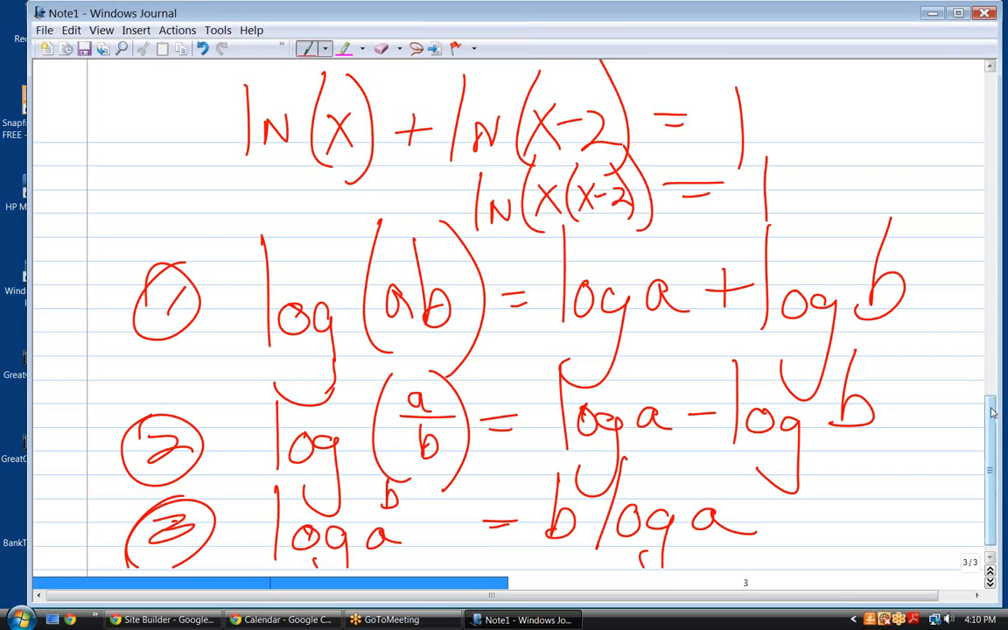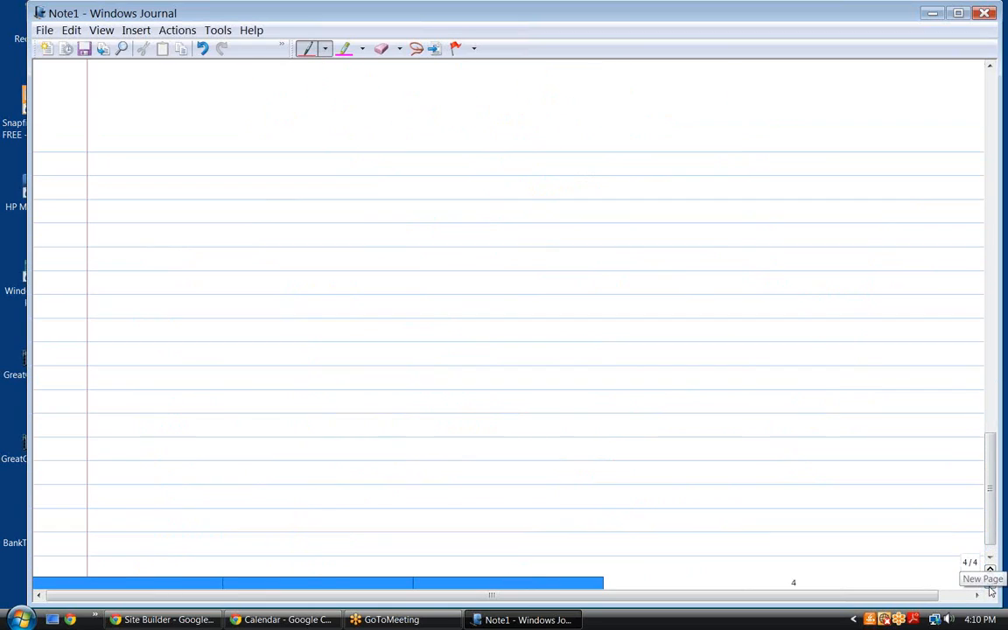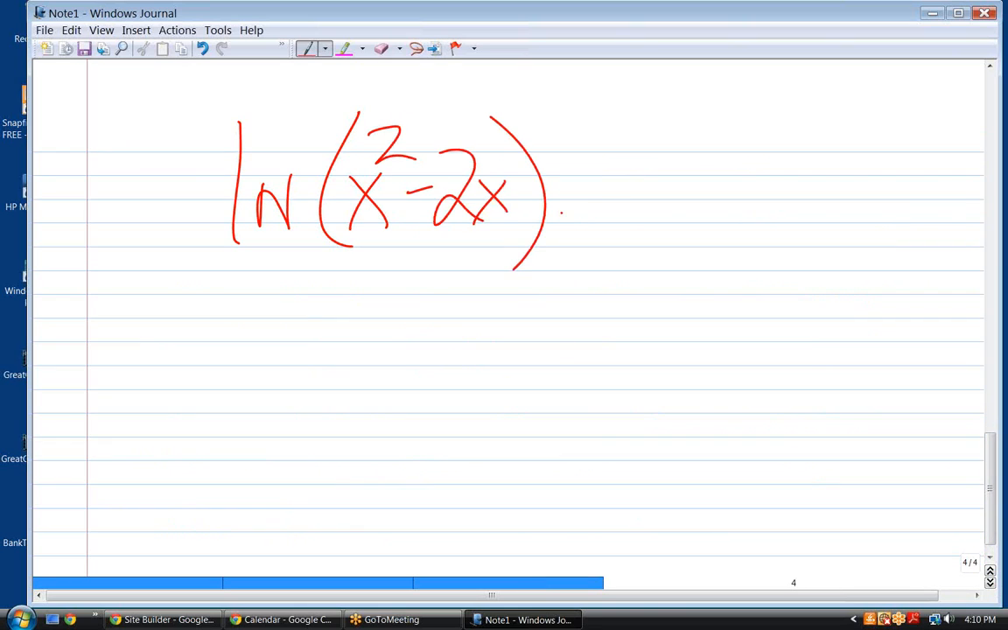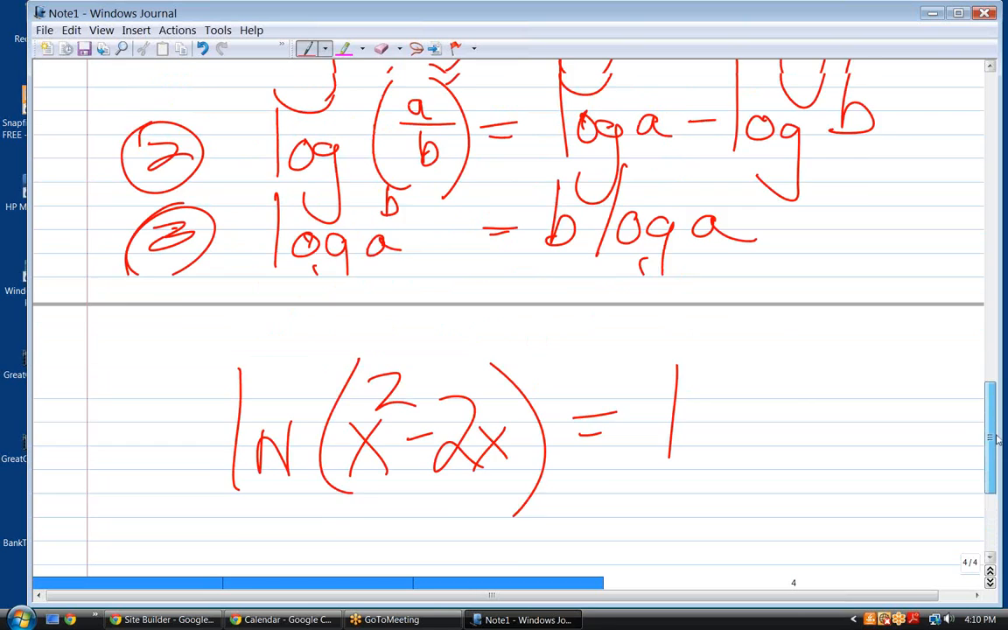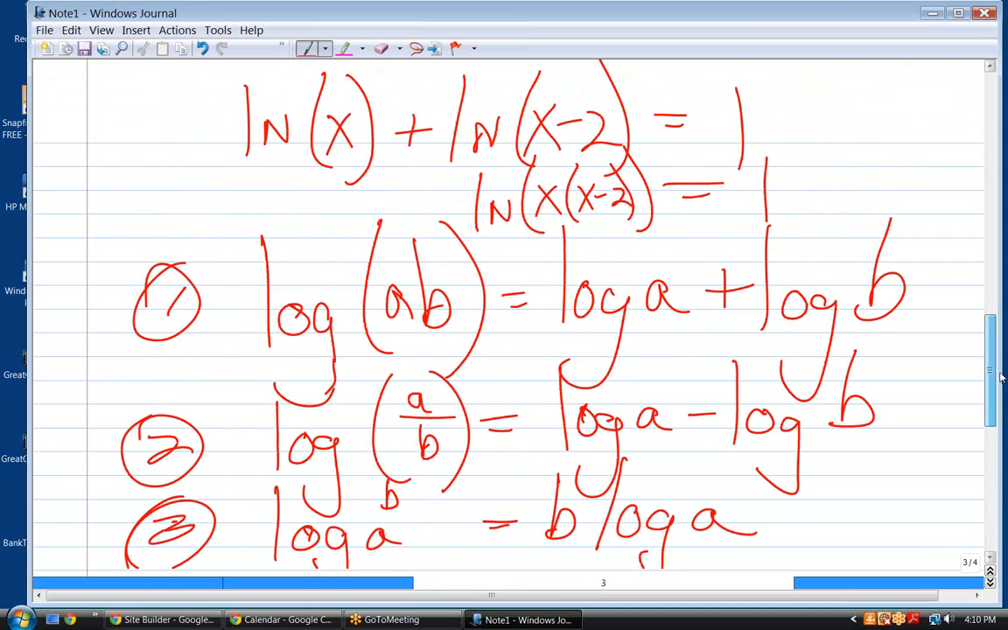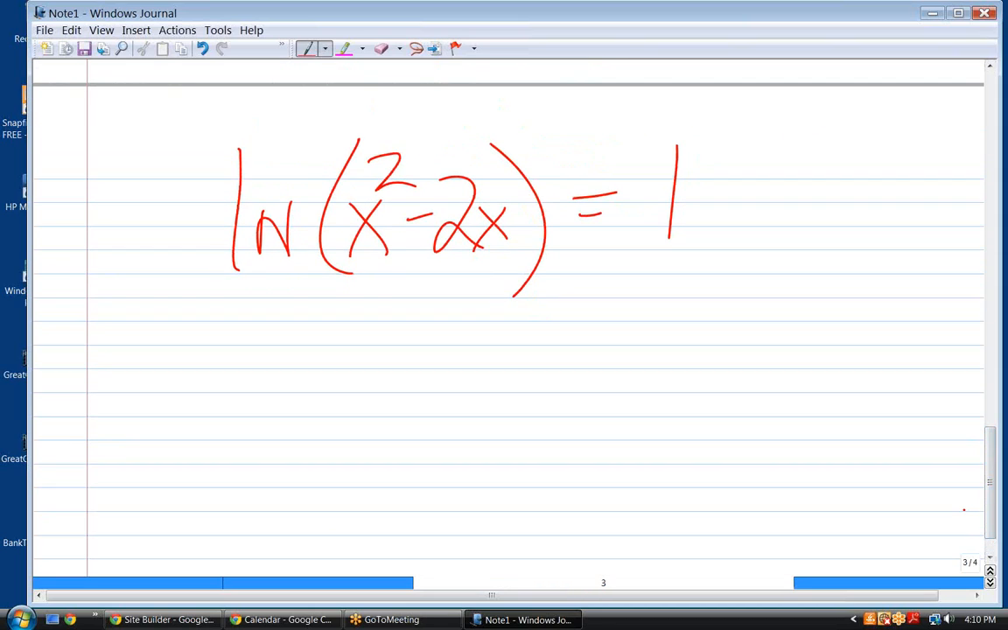Now, that's the same as the natural log of x squared minus 2x equals 1, right? Did I get that right? Yeah. And now to solve this, you have to put it in exponential format. You need to do this translating back and forth between logarithmic format and exponential format a lot.